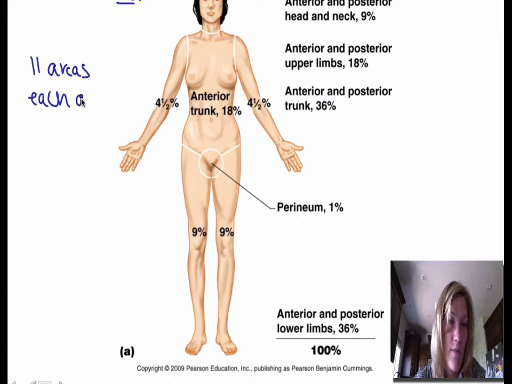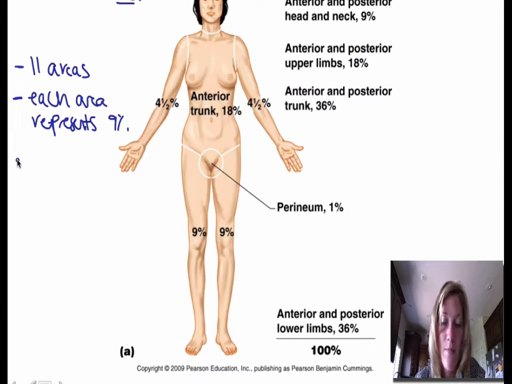So each area represents approximately 9%. So that's the first thing. 11 areas, 9%. Basically, they're going to look at this, and then if you have over 10% of your total body has a third-degree burn, then that's a critical burn. If you have 20%, 25% of second-degree burns, you're at a critical burn. So basically, the rule of 9 is just a way to determine the severity of an individual's burn.